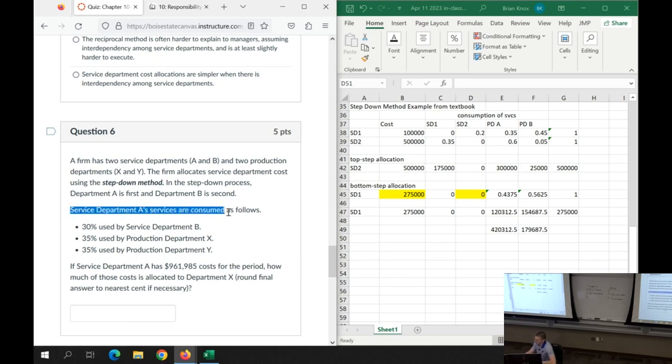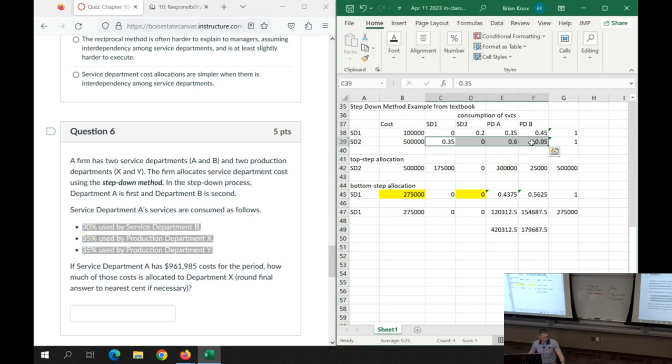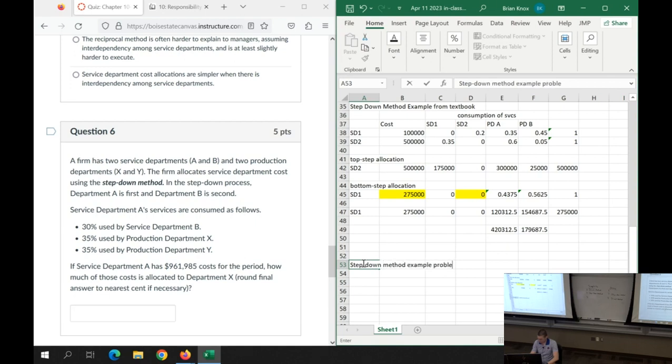Service department A's services are consumed as follows. And so here in bullet point form, I have given you the rows, the cells in the table. Okay, so 30% of A's services are consumed by B, 35% of its services are consumed by X, 35% are consumed by Y. And A has $961,985 in cost for the period. Ultimately, I am looking for A to X. That's what the problem's asking for. Department A to Department X.